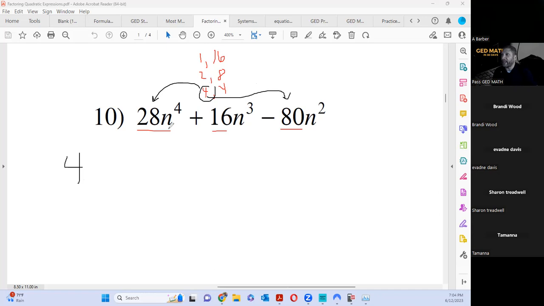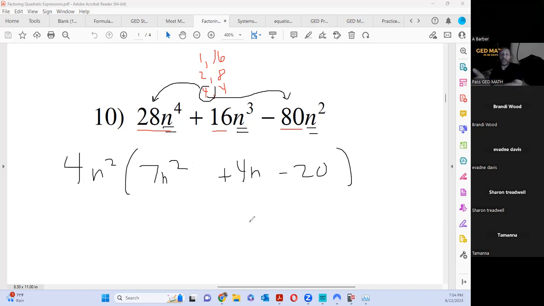So then I'm looking at n to the 4th, n to the 3rd, and n squared. The rule is take the lowest exponent of the variable. So I'm going to pull out n squared. So now you got 7n squared plus 4n minus 20. Now you have a quadratic equation that you can solve.